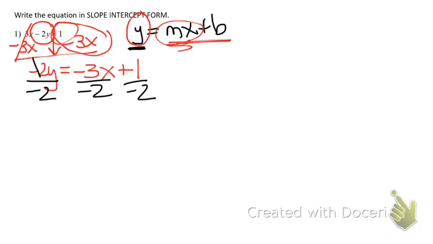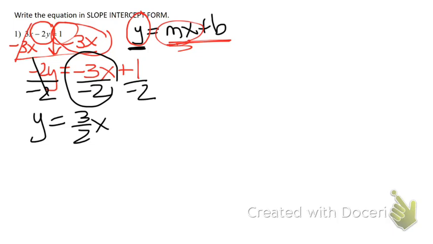So the negative 2's cancel. We get y equals, okay? Here, 2 does not divide into 3, so we're just going to leave it 3 halves, but 2 negatives will make a positive. 3 halves x, okay? And then here, 2 doesn't divide into 1 either, so we're going to leave it 1 half, but 1 negative makes a negative 1 half.